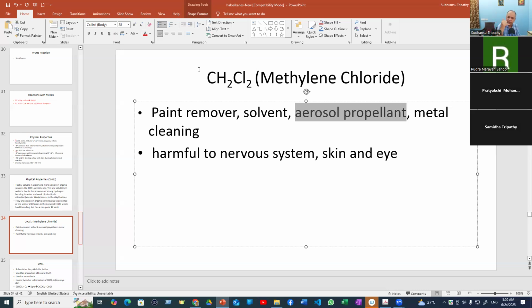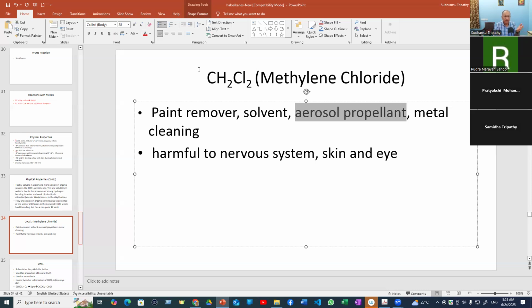Their critical temperatures are higher than room temperature, so they have been liquefied by applying pressure. When they are let loose, they remain in the gaseous form. They are gases. I have already told you, Samita, you were not there.